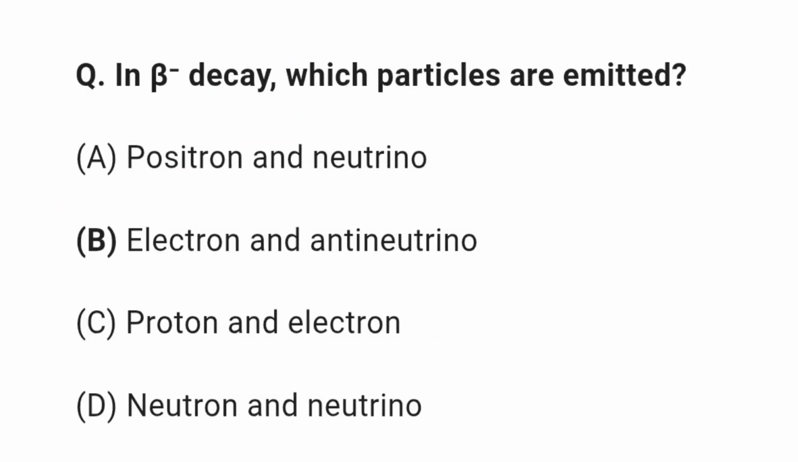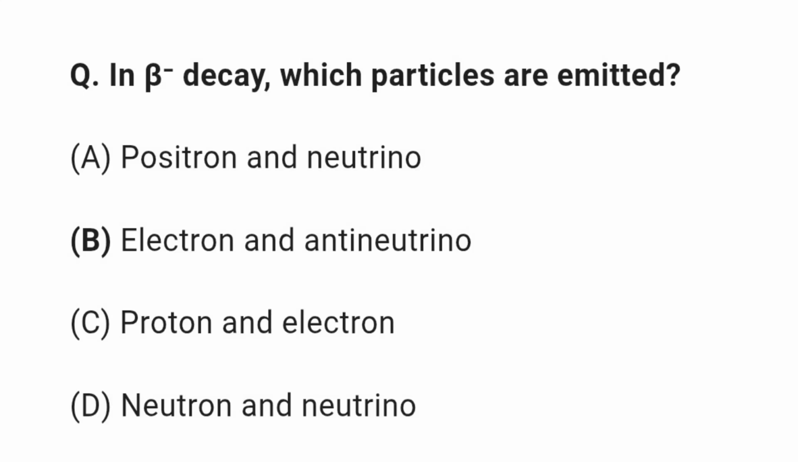So move on to the next question. In beta decay, which particles are emitted? So options: positron and neutrino, electron and antineutrino, proton and electron, neutron and neutrino. So in beta minus decay, which particles are emitted? The right answer, option B, electron and antineutrino.